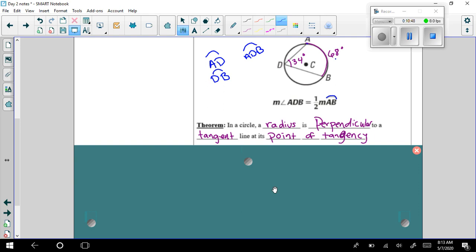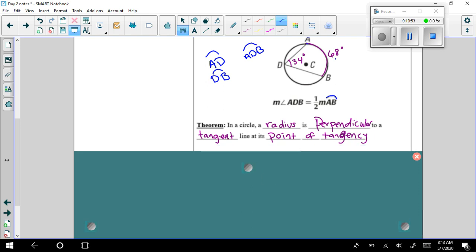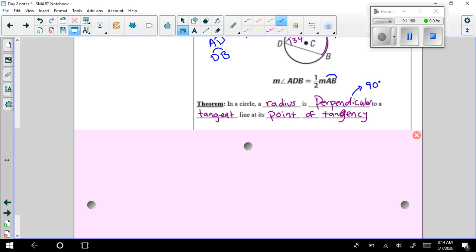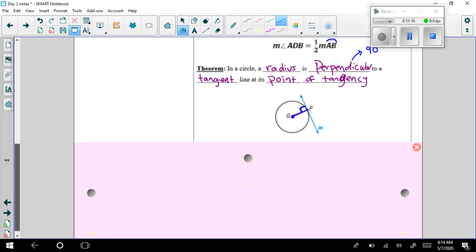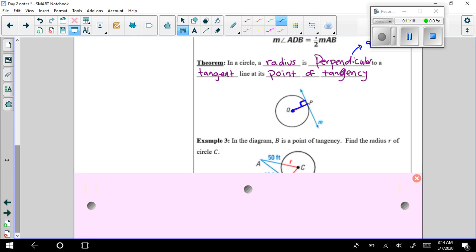In a circle, a radius is perpendicular to a tangent line at its point of tangency. So remember, perpendicular is going to create that 90-degree angle. And that's what this looks like. So we have your tangent line, M, point of tangency is P. If we go from P and draw a line to the center, it will always be 90 degrees. And that is helpful in solving a numerous amount of problems because we then have right triangles.